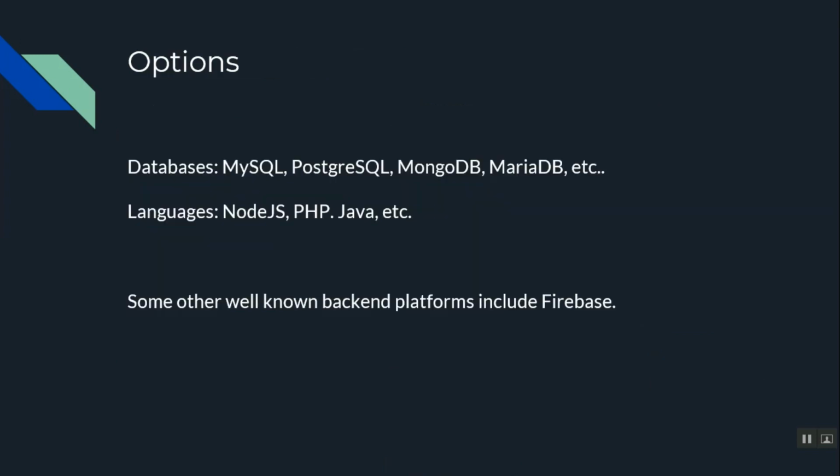So these are our options. For databases we have a variety of DBMS systems: MySQL, PostgreSQL, MongoDB, MariaDB, etc. While MongoDB is a NoSQL database, MySQL and PostgreSQL are relational databases. They use structured query language, while MongoDB uses documents. We are going to use a relational database in this application for simplicity.